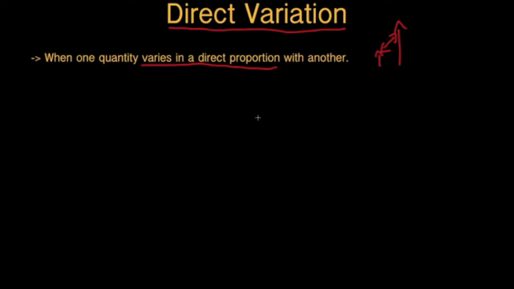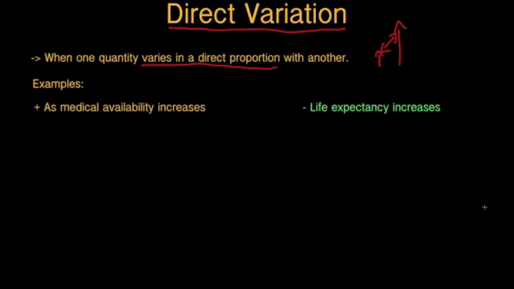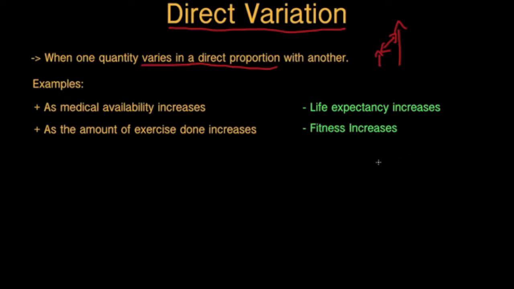Let me give you some real life examples of what direct variation may look like. For instance, as medical availability increases, life expectancy increases. As you have more access to medicines and stuff like that, you're expected to live longer. And as the amount of exercise you do increases, your fitness increases. The more fit you are, the more stamina you have.